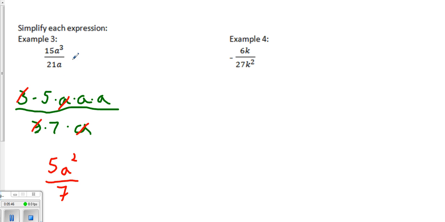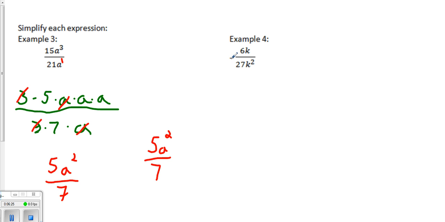Or, if we're pretty good with our fractions, 15 over 21 is the same as 5 over 7, and we have a to the third and a to the first. Remember from polynomial division, we'd subtract the one on the bottom from the one on top, and we'd be left with a to the second. Either way, we get 5a squared over 7. Both ways will work. So if you like factoring it out this way, go ahead. If you can remember your rules from polynomial division, go ahead and use that.